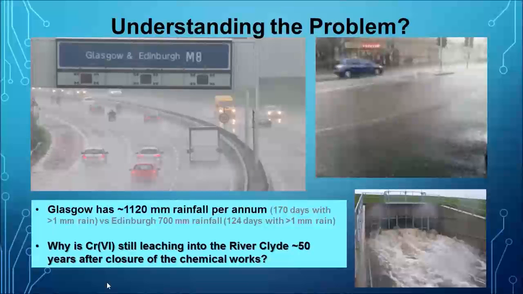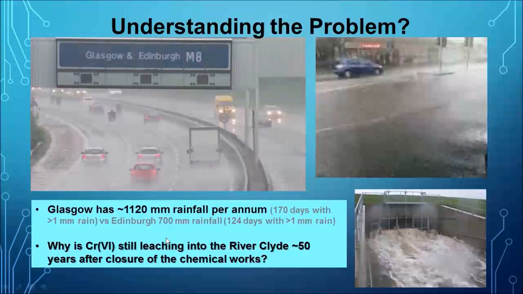I've shown you here some lovely pictures of Glasgow on a good day. This is the motorway between Glasgow and Edinburgh, showing typical rainy weather, another one of a Glasgow street, and this is a very recent installation of a stormwater system. So Glasgow has a relatively high rainfall, with about 170 days with more than 1 millimetre of rain, much wetter on the west coast than through here in Edinburgh. So you can see there the comparison.